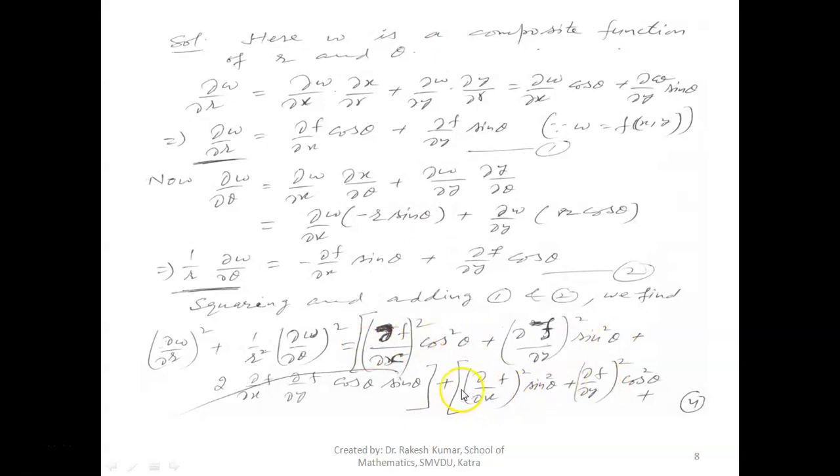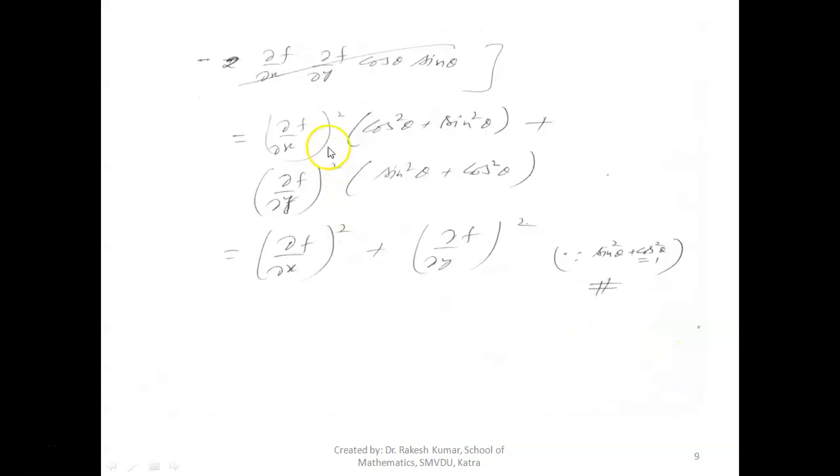So from here we see that del x of f whole square can be common in these two terms, and inside cos square theta plus sin square theta. Similarly, this thing common and sin square theta plus cos square theta. Its value is 1, since sin square theta plus cos square theta equal to 1. So I am only left with del x of f whole square plus del y of f whole square. So that's the answer to this question.